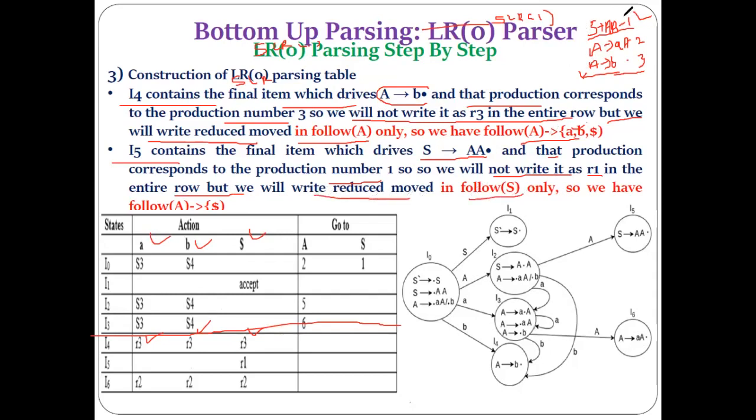Why the follow of S? Because this production number is 1, its starting symbol is S, so you have to take the follow of S. Follow of S we have already calculated, that is the dollar. So we'll make the entry of reduction only below the dollar here. We will not make the entry of the reduce move in the whole row. We will make the entry of reduction only below the dollar.